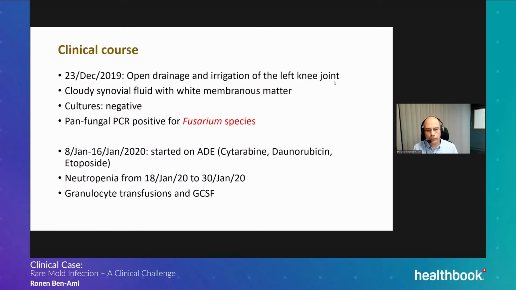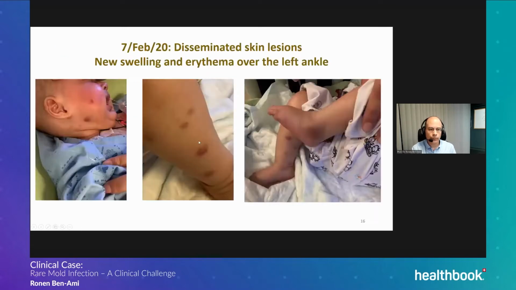So 2 weeks after this surgery, when the patient appeared to be stable, the hematology team decided that she needed to continue chemotherapy, and without that, her prognosis would be quite poor. And so she was started on cytarabine, daunorubicin, and etoposide, and again became neutropenic. We're now up to January 18th, 2020, and she was given granulocyte transfusions and GCSF.